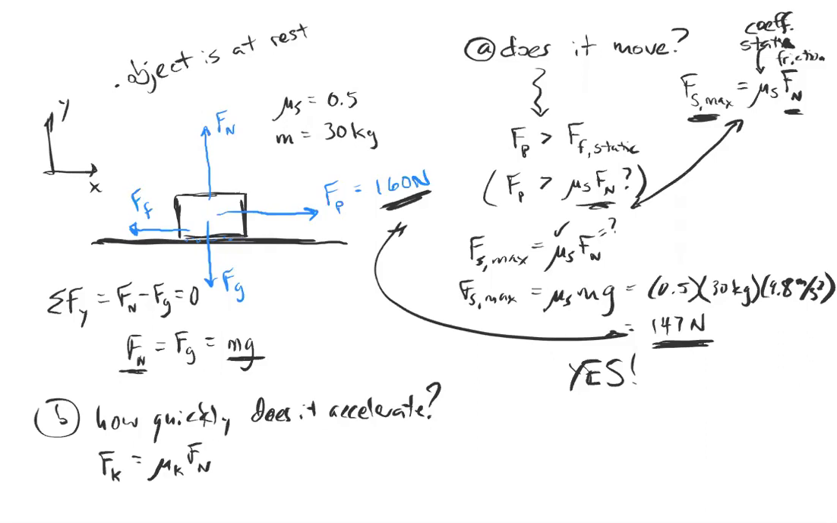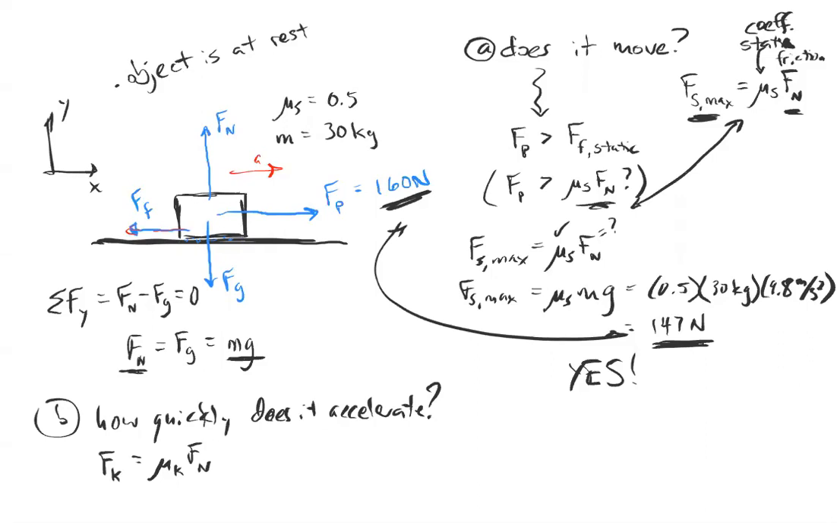So as the object accelerates this way in response to the push, that means it's going to gain velocity in that direction. That means that the force of kinetic friction would oppose the motion.